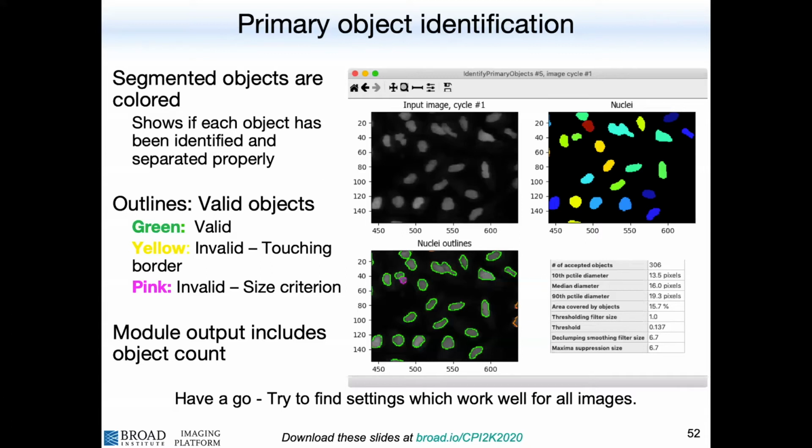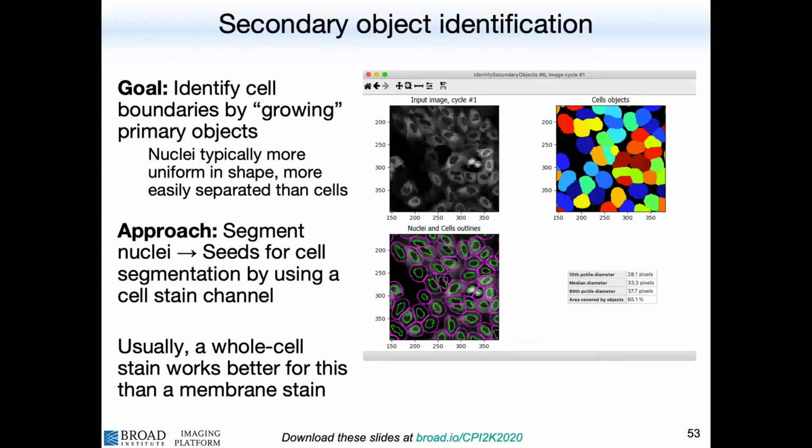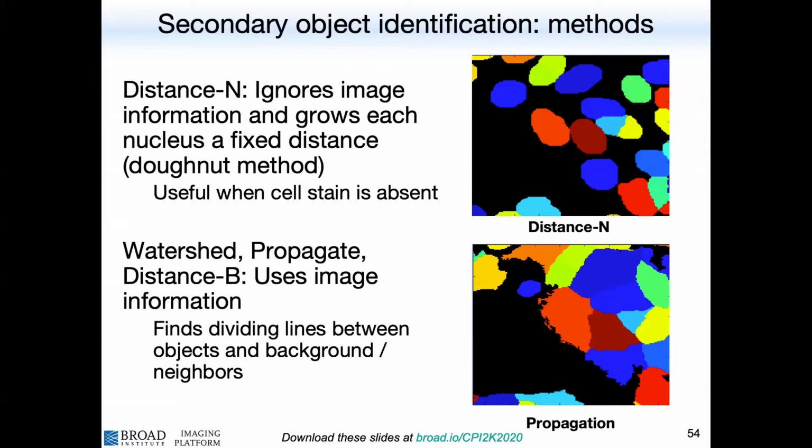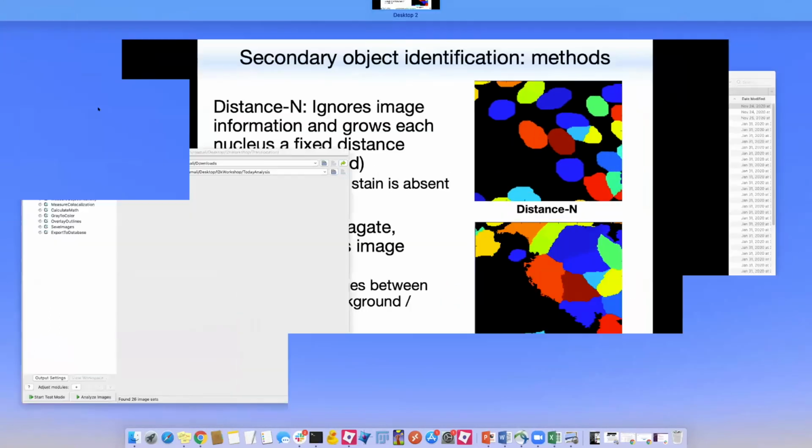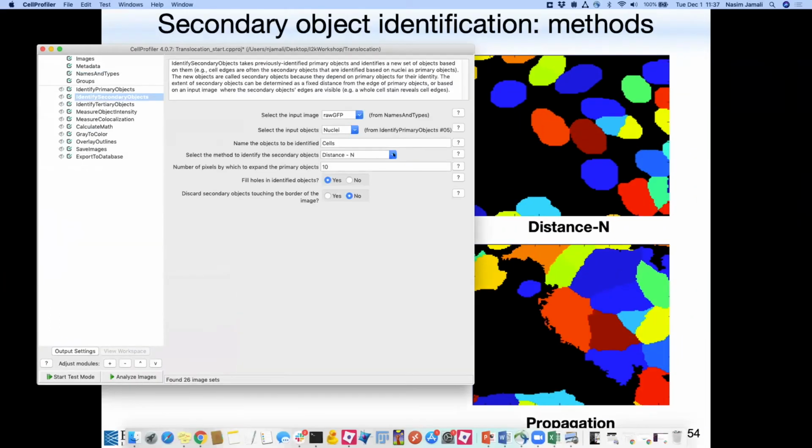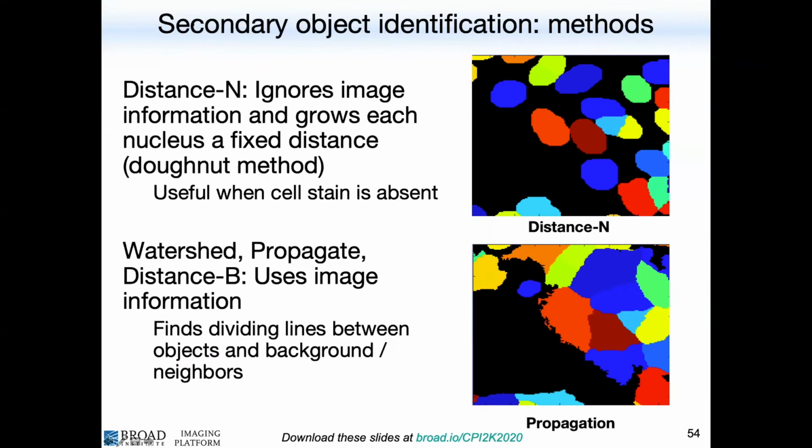Let's see. Okay, we did cover the primary object. The next step, when you get to identify secondary objects, there are again a couple of different methods that we can pick. Distance N, for example, or let me show you, there are a couple of different ways. We have distance N, we have propagation, watershed, and distance B. And what this does, again, it really depends on what you choose, depends on your staining and your biological question.